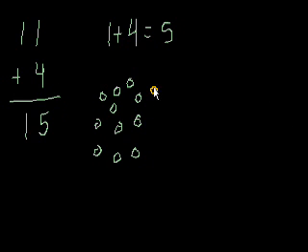So 1, 2, 3, 4. So now all we have to do is count how many total circles or balls we have now. So it's 1, 2, 3, 4, 5, 6, 7, 8, 9, 10, 11, 12, 13, 14, 15. 15. And I don't recommend that you do this every time you do a problem, because it'll take you a long time. But hey, if you ever get confused, it's better to take a long time than to get it wrong.